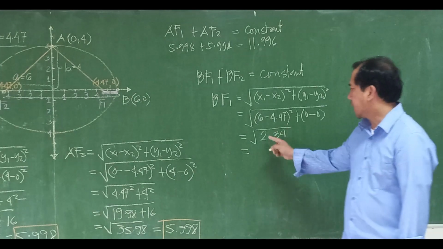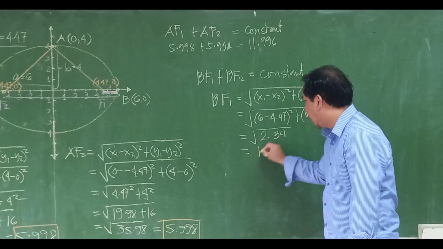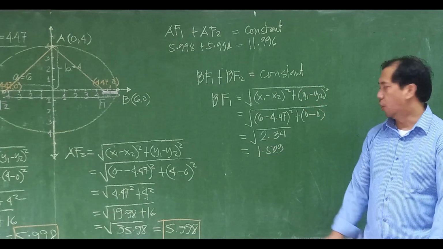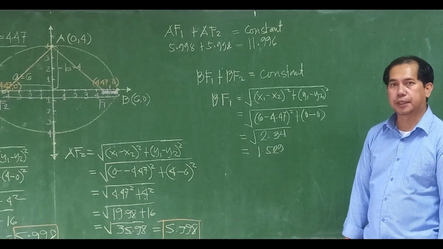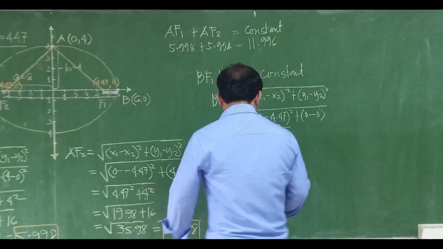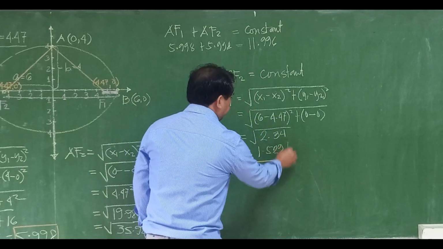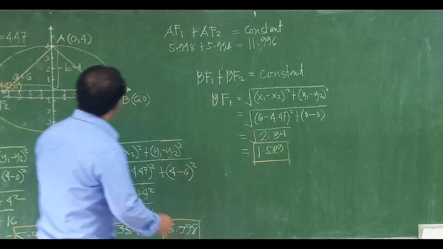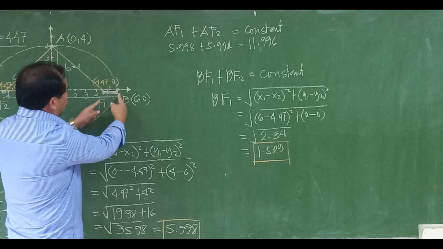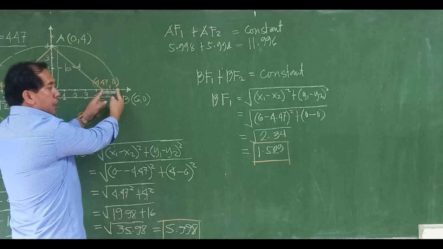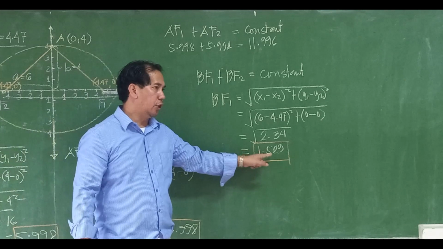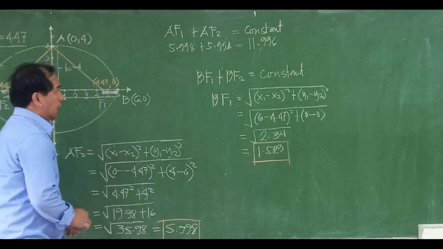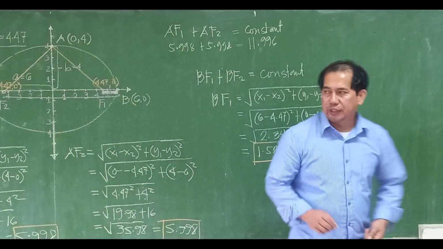That is the same as 2.3034. Now, extracting the root, that is the same as 1.529, or that is the same as 1.53. So that must be the result, the distance of focus 1 to point B. Where is that located? The distance of focus 1 to point B is this part. The measure of that one is 1.53.